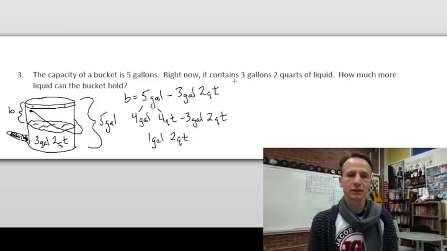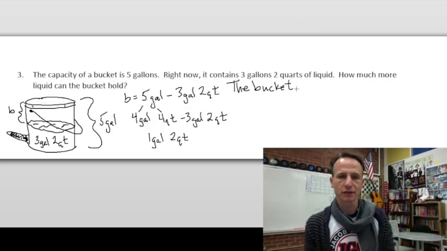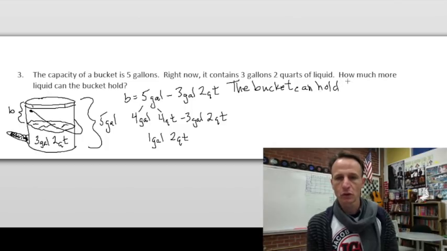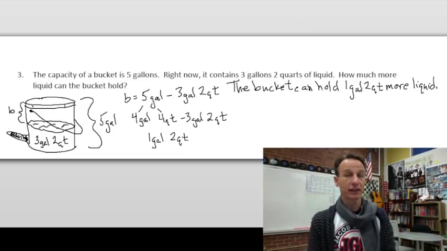That's what we need. The bucket can hold... doing our statement here. The bucket can hold 1 gallon, 2 quarts more liquid. It's not blood. That's disgusting.